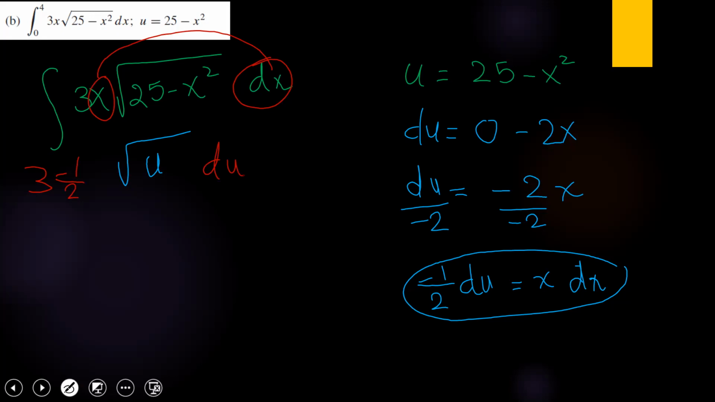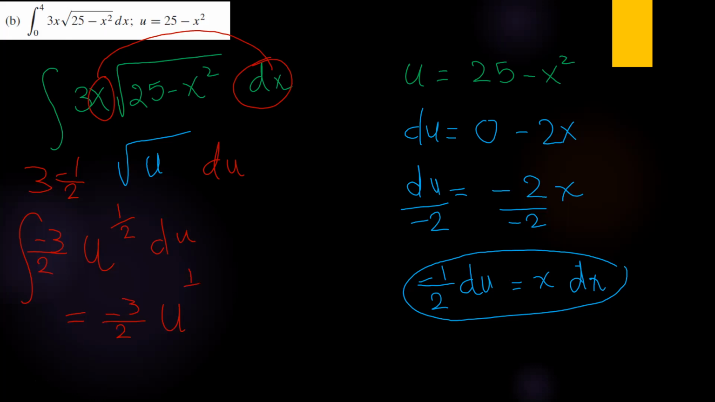So now it's so easy. I have it as negative 3 over 2 u to the power half du. Now look at it. Can I now find its integration? Yes. Which is negative 3 over 2 times u to the power half plus 1 over half plus 1. Here, as I told you, you have to be careful. In the derivative you subtract 1, here you have to add 1. Integration is different than derivation. Then plus c.